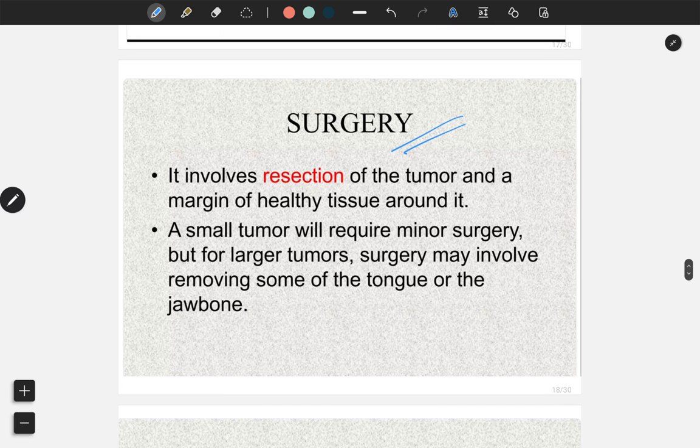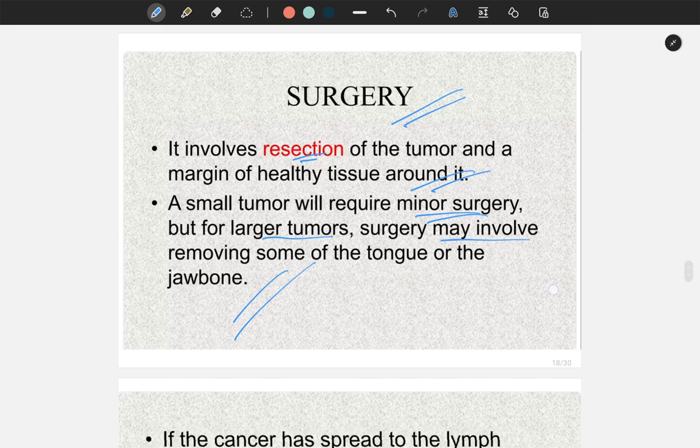Coming to surgery, after the patient decides that surgery has to be done for the area involved, it involves resection, that is removal of the part of that tumor and a margin of healthy tissue around it. So during surgery we have to resect all the tumor and the adjoining tissues properly, and we have to remove all the margins to have proper healthy tissue around it. A small tumor will require minor surgery, but large tumors may involve removing some of the tongue or the jawbone. And proper follow-up should be taken by the patient to have fewer complications.